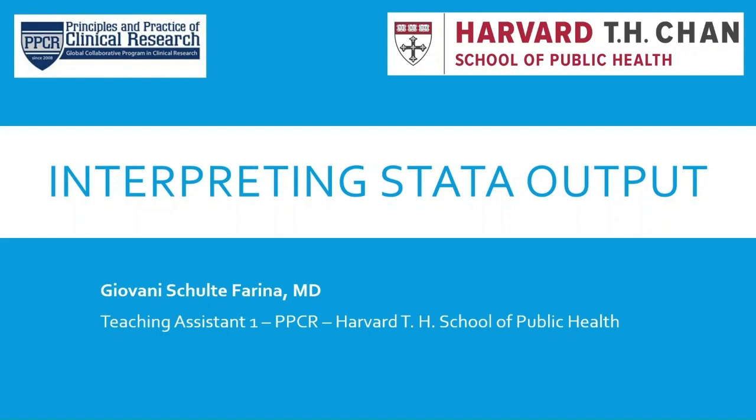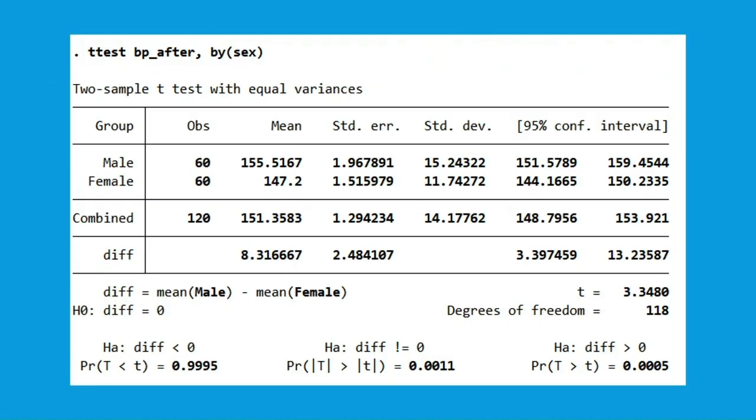Today I'm going to show you how to interpret some STATA output from some types of tests. Let's start with a t-test. When we run a t-test, we can see that a lot of numbers show up. And what do those numbers mean?